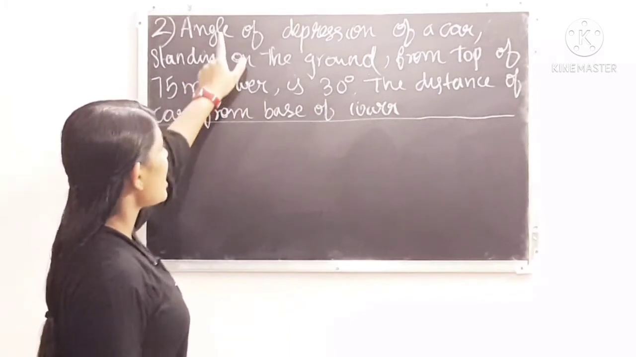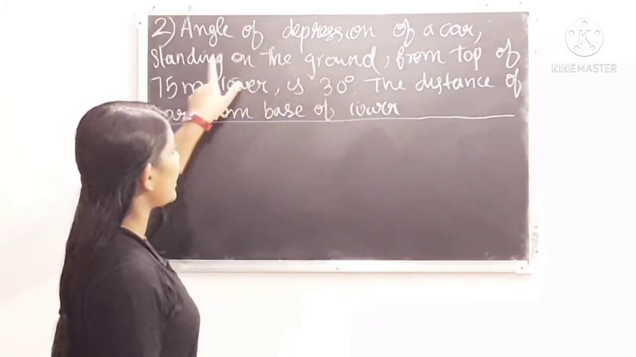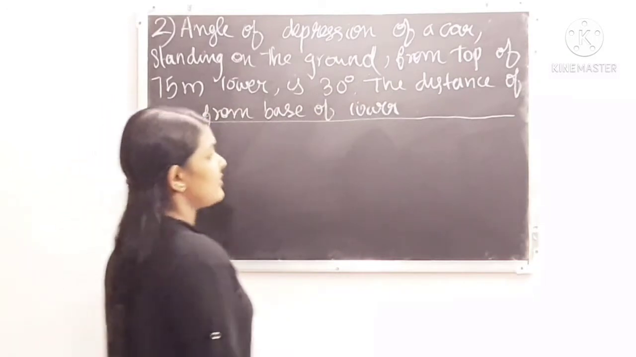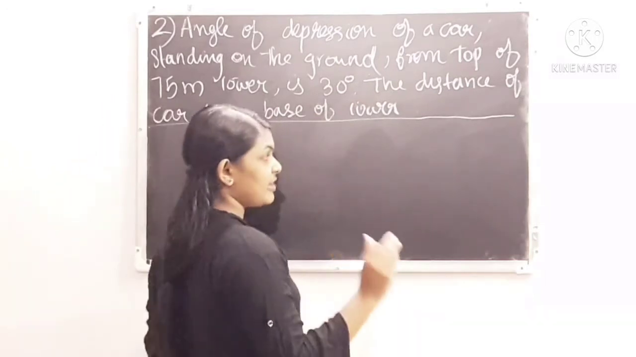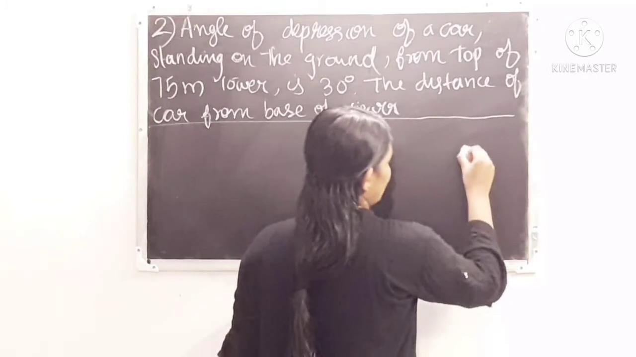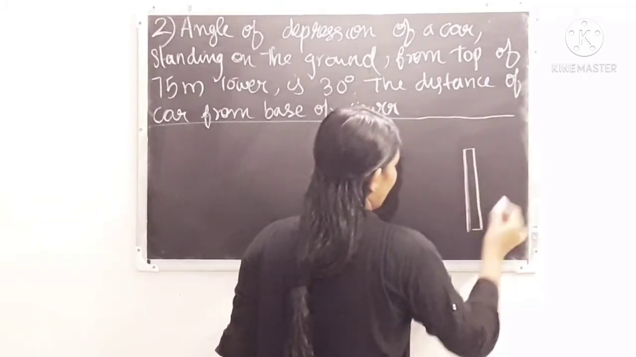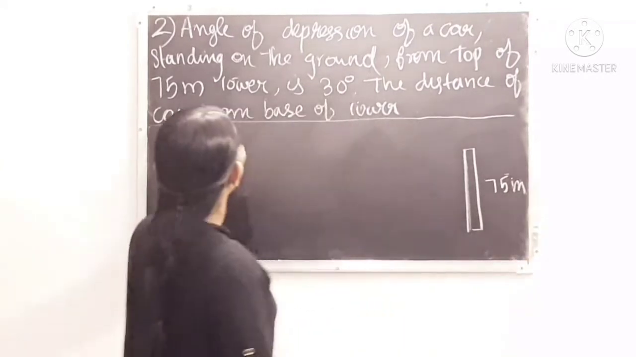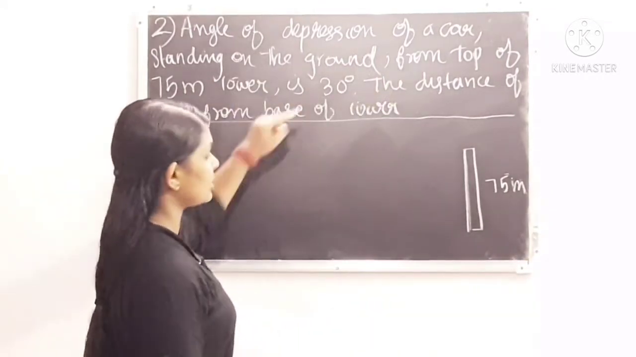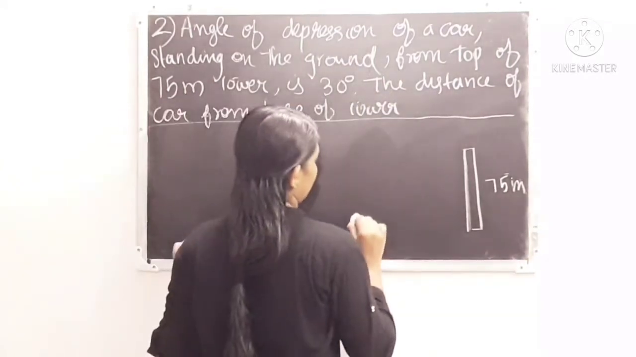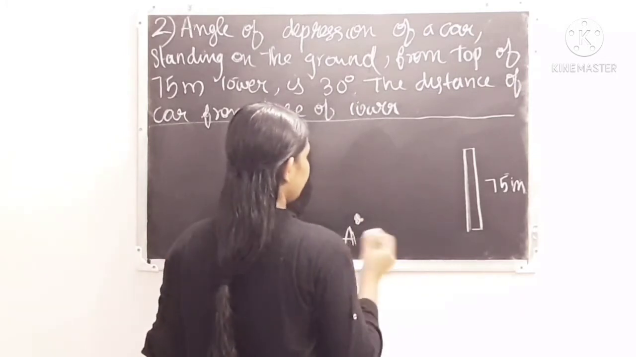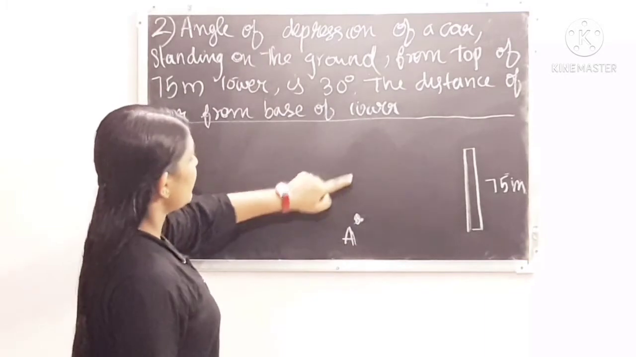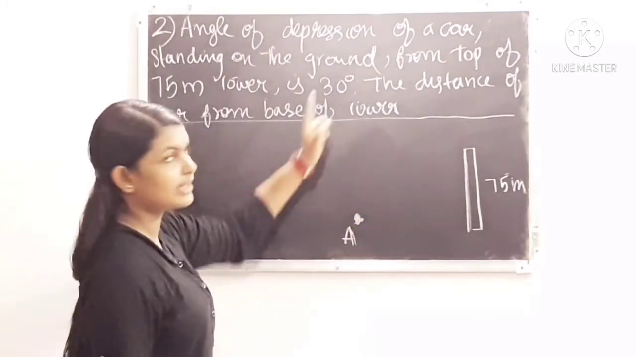So the question says the angle of depression of a car standing on the ground from the top of a 75-meter tower. First of all, we have to consider a 75-meter tower. Let us assume that this is a tower and its height is given as 75 meter. Now there is a car standing on the ground. Let us assume that this is a car at the position A, and the angle of depression of that car from the top of the tower is given as 30 degree.